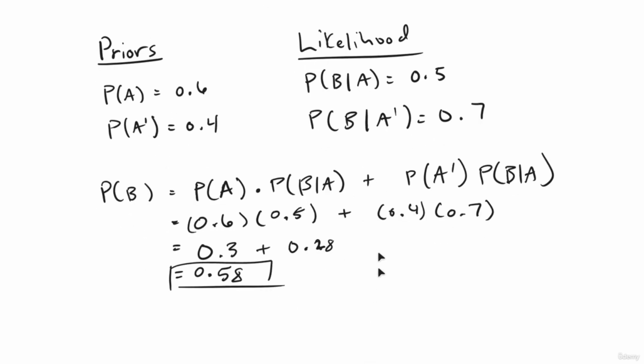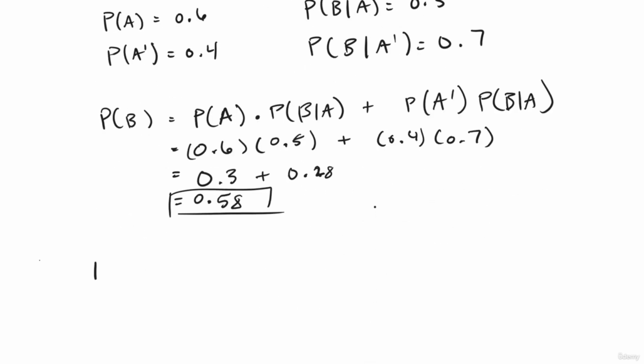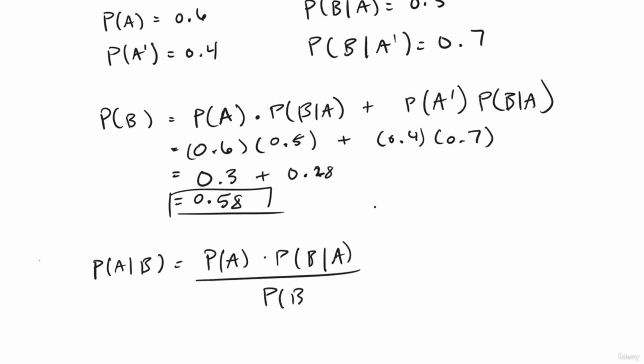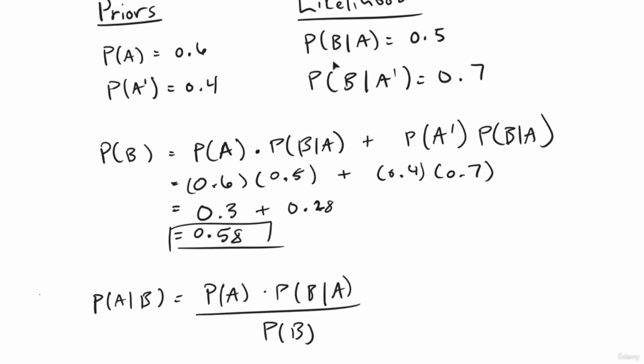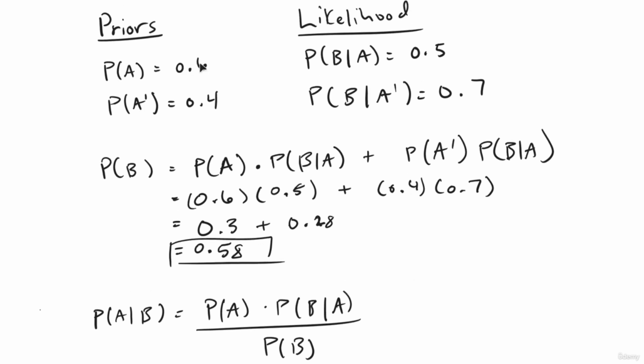And now if we remember Bayes' formula, the probability of A given B is going to be equal to the probability of A times the probability of B given A, divided by the probability of B. Well, we know these. What we want to figure out is this, which is commonly known as our normalizing constant. The probability of us getting a heads, given these priors and this likelihood, is going to be a weighted average.